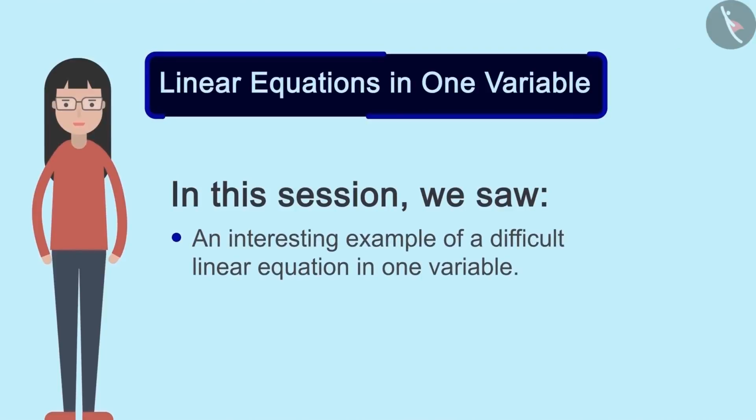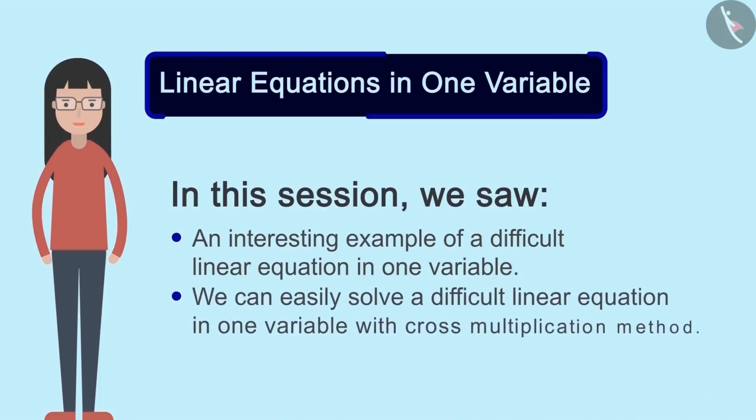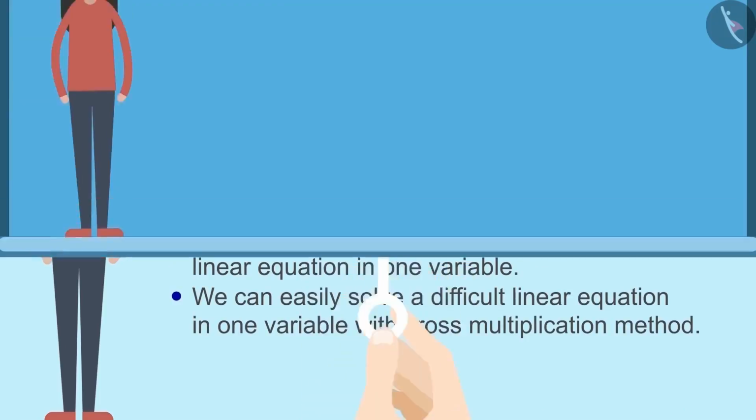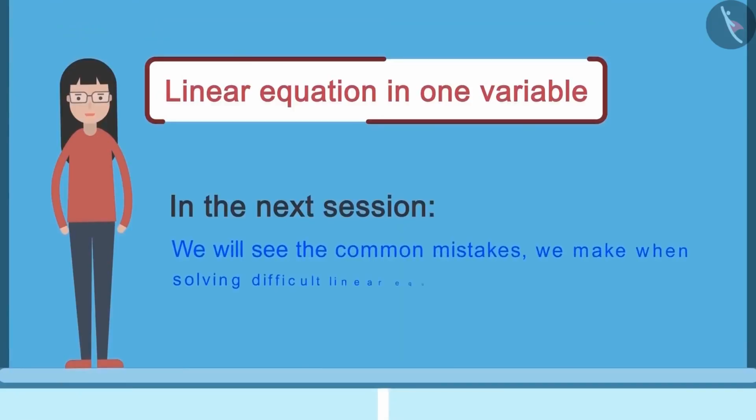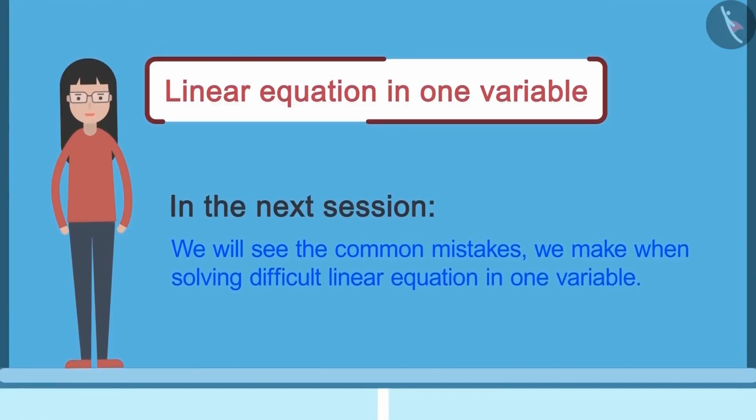In this session, we saw an interesting example of a complex linear equation in one variable. We can solve such equations very easily using the cross multiplication method. In the next session, we will look at some common mistakes related to difficult linear equations in one variable.